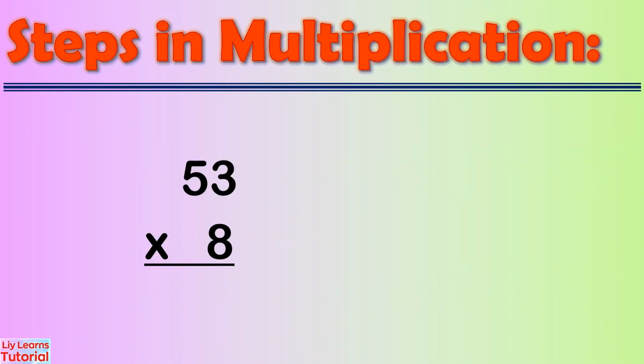Step 1. Multiply the multiplier by the ones digit of the multiplicand. That is 8 times 3 equals 24. The product is more than 10. So, carry over or regroup the tens digit, which is 2, to the higher place value.